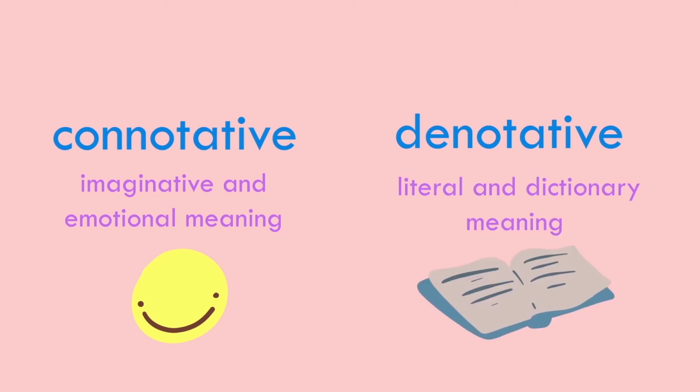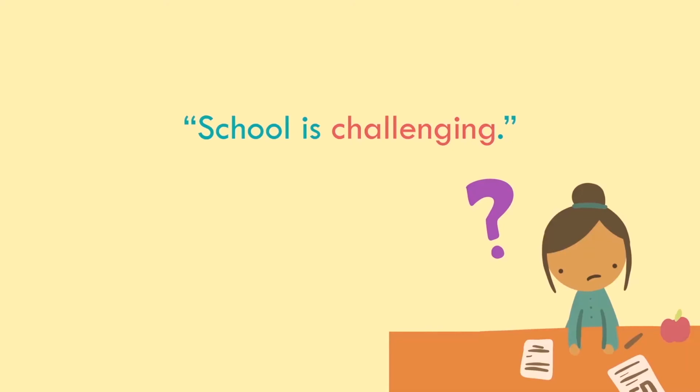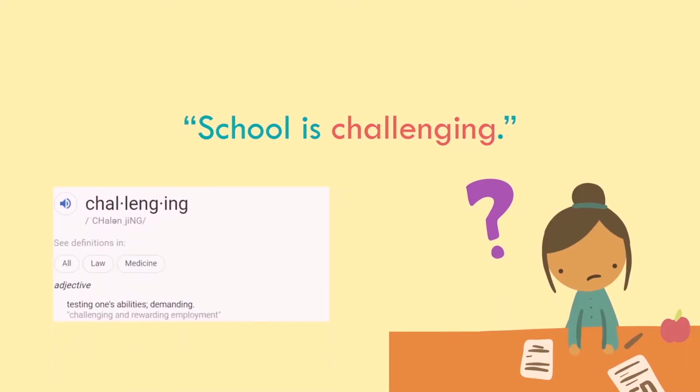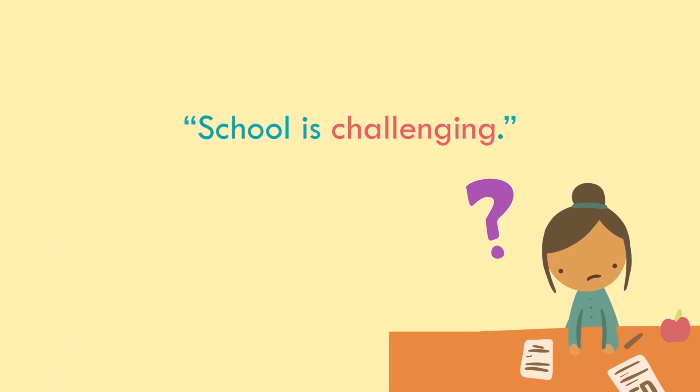Let's take a closer look at this sentence. School is challenging. The denotation of the word challenging suggests that school is testing one's abilities or demanding. The connotation suggests that school is not only difficult but also unpleasant. Semantics focuses on how we interpret and draw different meaning from words.